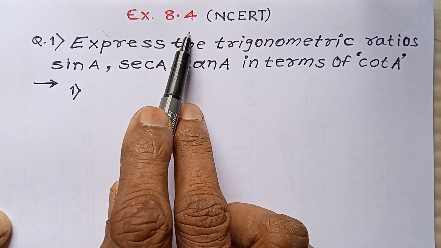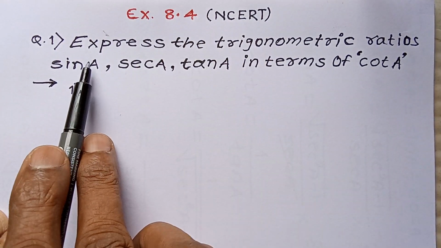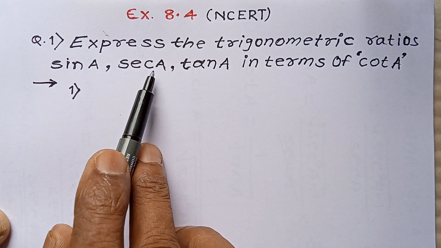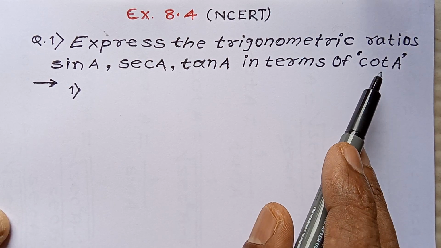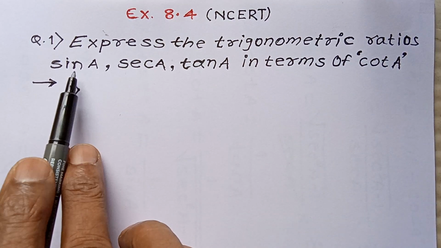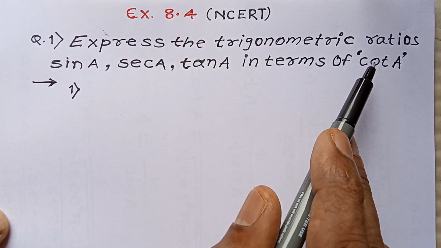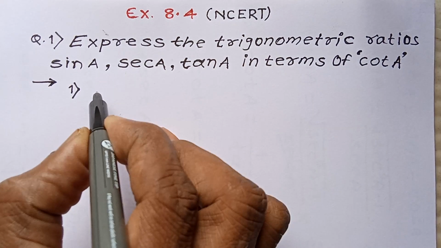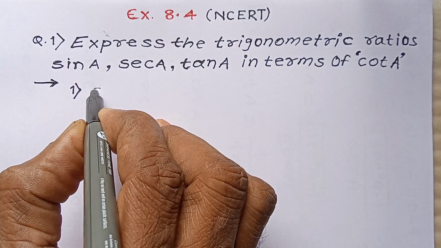Exercise 8.4 NCERT. Express the trigonometric ratios sin A, sec A and tan A in terms of cot A. Means convert this sin A into cot A, same way sec A also and tan A also. Now first we take this sin A.